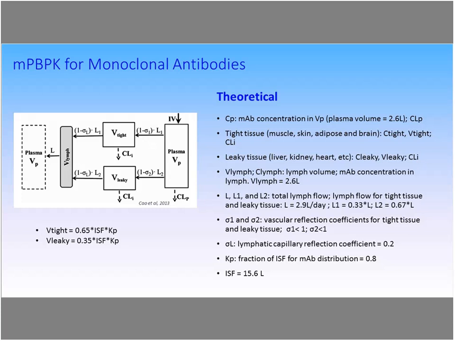This model also used KP. This is the fraction of the available ISF volume for mAb distribution, and is equal to 0.8. And the total ISF volume in adults is 15.6 liters. Now, all the values and relationships between parameters here are from published literature. We will go through those parameters again when we build the model.